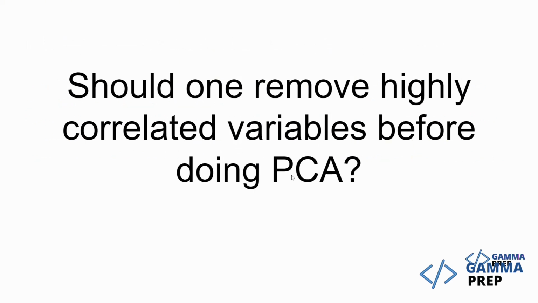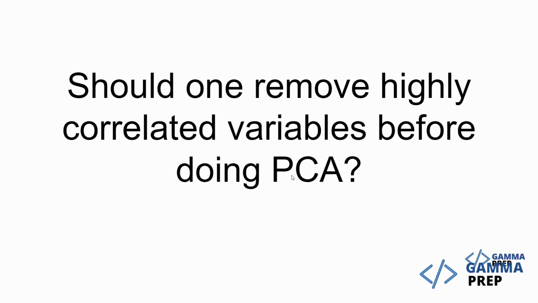Moving on to the next question. Should one remove highly correlated variables before doing PCA? So basically, all the highly correlated variables, for example, sales tax and price, should they be removed? If you have two features, one is temperature in Celsius, the other is temperature in Fahrenheit. These are all highly correlated variables. Sales tax and price are highly correlated. Temperature in Celsius and temperature in Fahrenheit are again highly correlated. So is it necessary to remove these highly correlated variables?